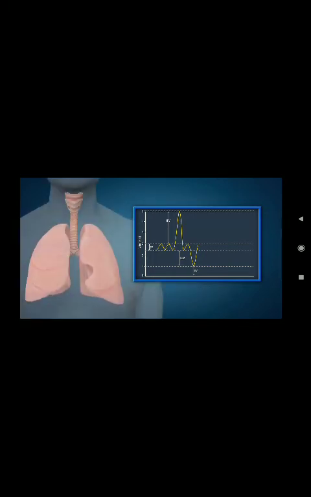Lung capacities. Inspiratory capacity. Inspiratory capacity is the sum of tidal inspiration and forced inspiration. In a normal adult male, the inspiratory capacity is about 3500 milliliters, whereas in normal adult females, it is about 2300 milliliters.